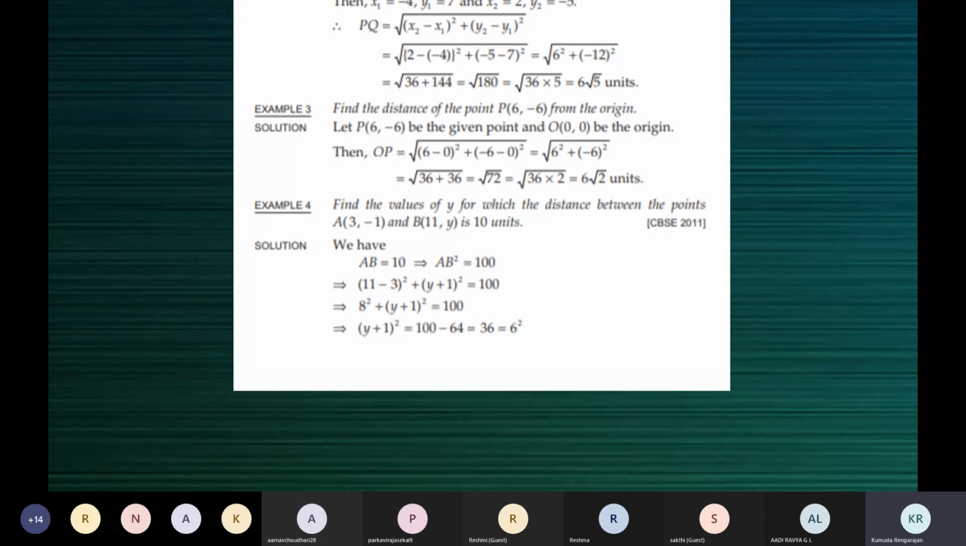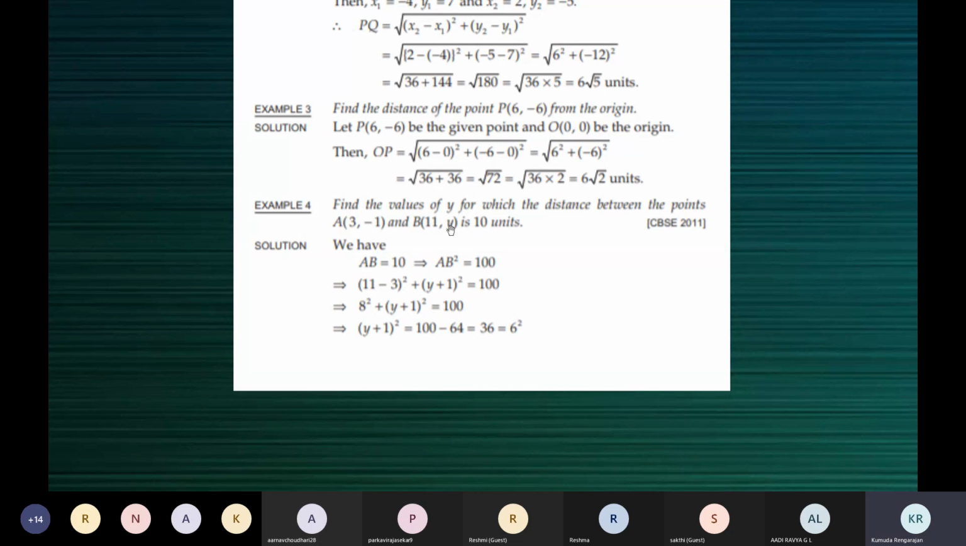So when y plus 1 is equal to 6, we get y is equal to 6 minus 1, 5. Or when y plus 1 is equal to minus 6, we get y is equal to minus 6 minus 1, minus 7. So the two values of y are 5 and minus 7. So this point B can be 11, 5 or 11, minus 7. In both the cases, the distance between these 2 points A and B will be 10 units.